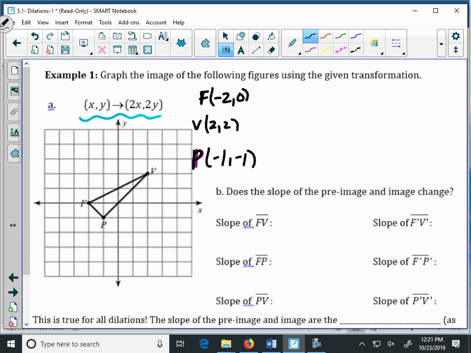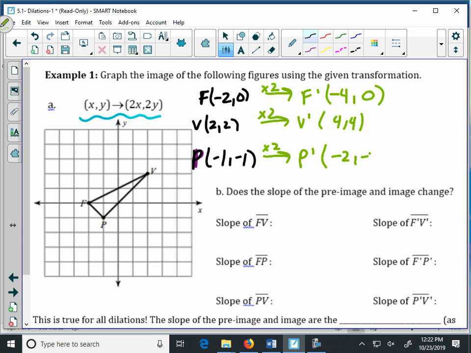Negative 1, negative 1. And then we're going to do the dilation, so we're going to multiply all these values by 2. Okay. So F prime, when I multiply F by 2, what do we get? Times by 2, we get negative 4, 0. Multiply this point by 2. V prime is going to be located where? 4, 4. Multiply this one by 2. P prime is going to be at? -2, -2. Multiply x values by 2 and the y values.